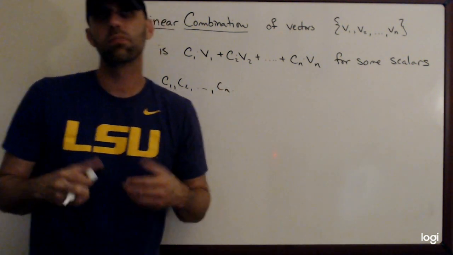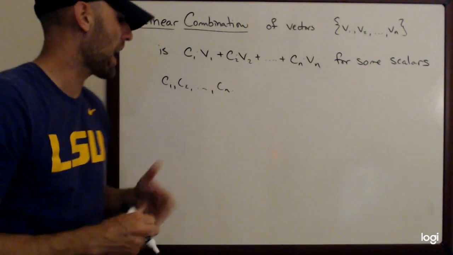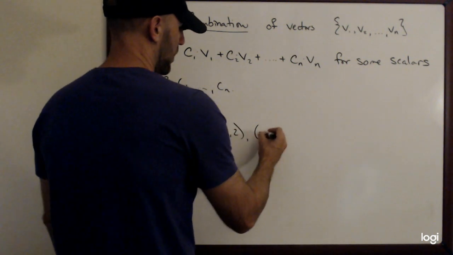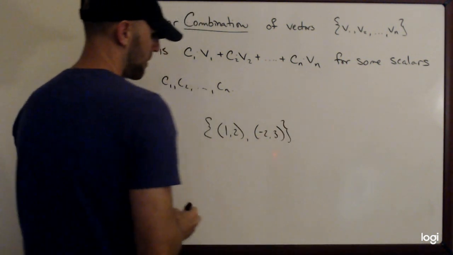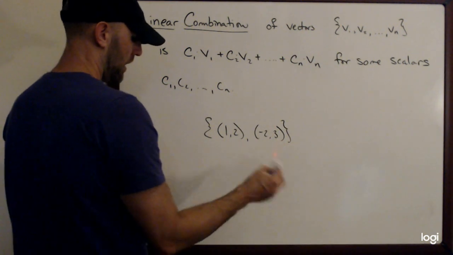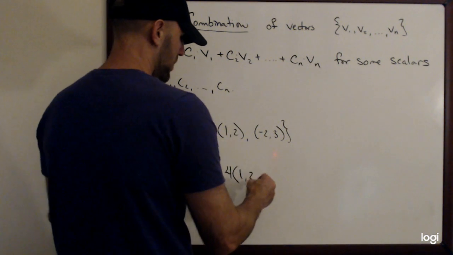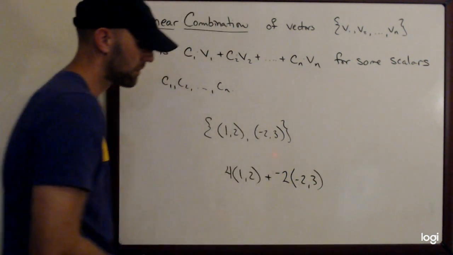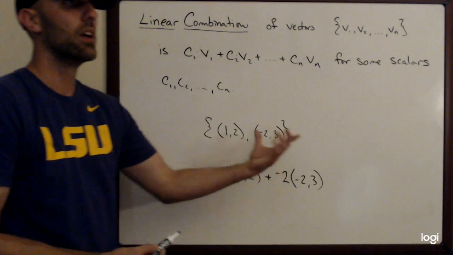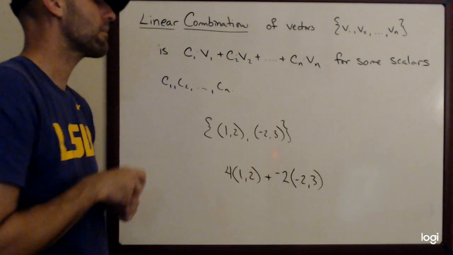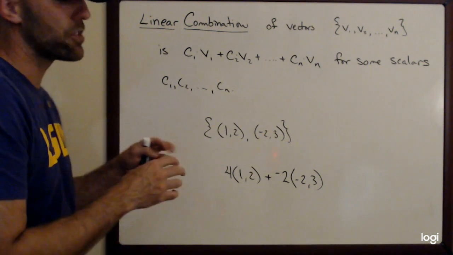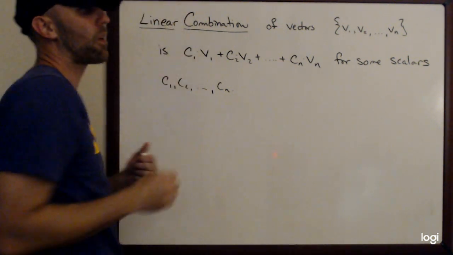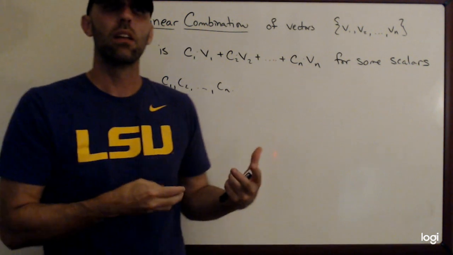Again, just as an example, if I have the vector 1, 2, and the vector -2, 3, then this is a linear combination: 4 times 1, 2 plus -2 times -2, 3. So this is a linear combination of these vectors. Now, if I look at a collection of vectors, I might ask myself, what are all the things I could possibly make using those vectors?